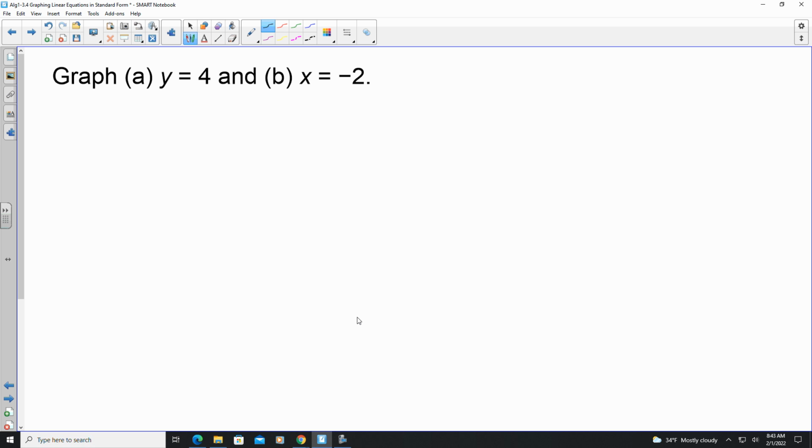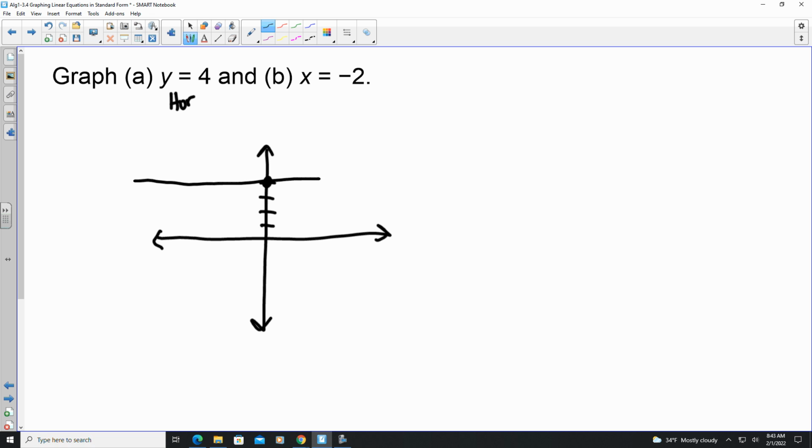So here they're asking us to graph two equations. The first one is y is equal to 4. Since we have just one variable and the constant is a positive 4, we know that this is a horizontal line. Since we know that's a horizontal line, I'm going to go up to 4: 1, 2, 3, 4. It's right here, and that is where my horizontal line is going to be located. So this is y is equal to 4.